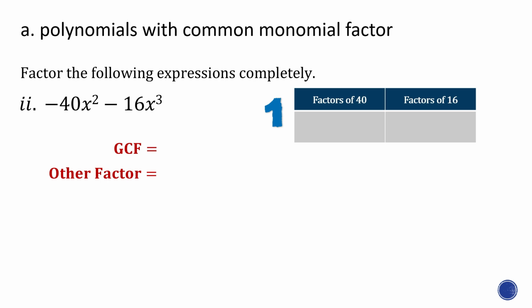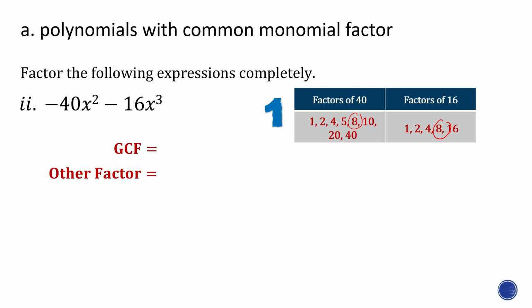All right. So factors of 40, I will list down all of the factors of 40 here. We have 1, 2, 4, 5, 8, 10, 20, and 40. Factors of 16, we have 1, 2, 4, 8, and 16. And then from the list, we need to find the highest or the greatest common factor. And here, we can clearly see it's number 8.